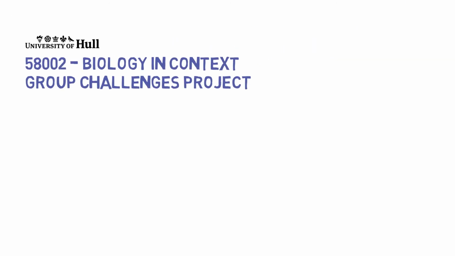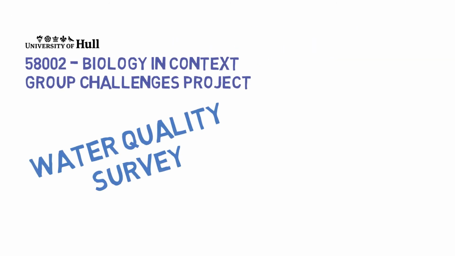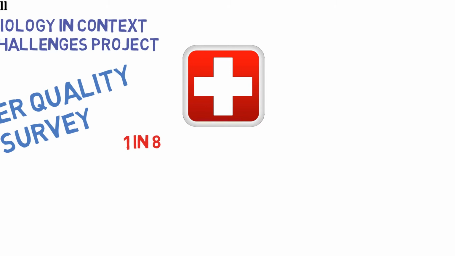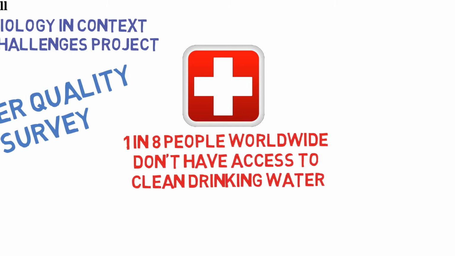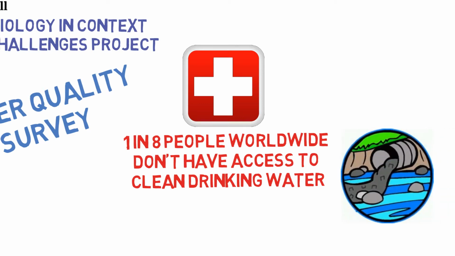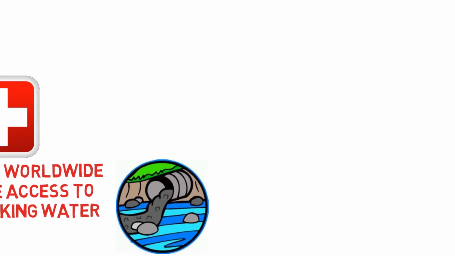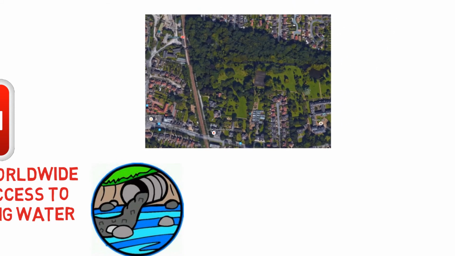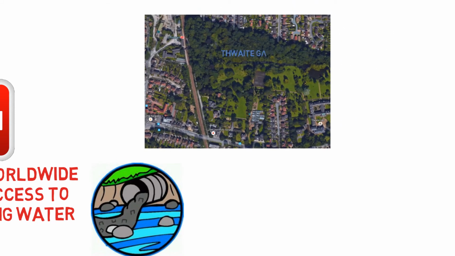One of the things we're going to do at Thwaite Gardens is a water quality survey. 1 in 8 people on the planet don't have access to clean water, so rely on freshwater sources such as lakes and ponds for their water, and these might be heavily contaminated with either chemical contaminants or biological contaminants. So water surveying is really important for environmental health. So we're going to use the gardens as a case study for doing water quality analysis.